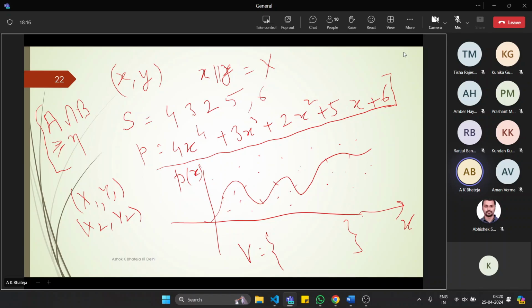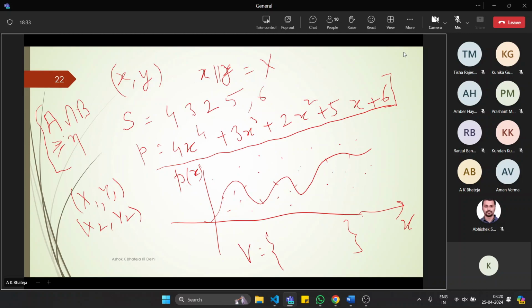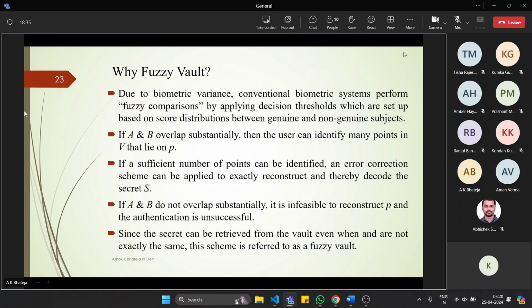So this is the basic idea behind this fuzzy vault. Is it clear now? If you have any question, any doubt, I have just given you an overview about the fuzzy vault. Then, why fuzzy vault? Due to overlapping.